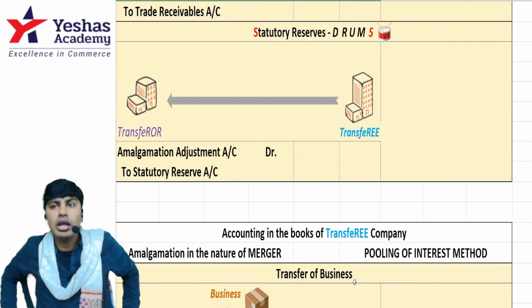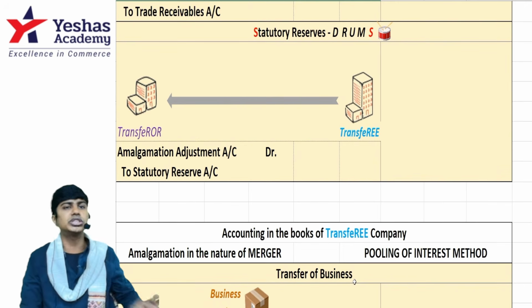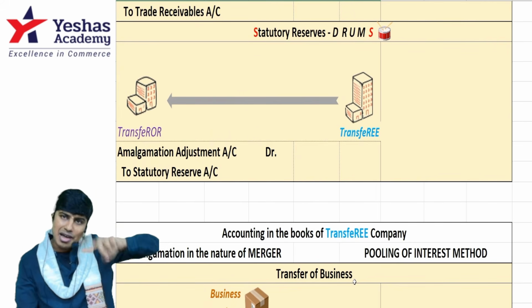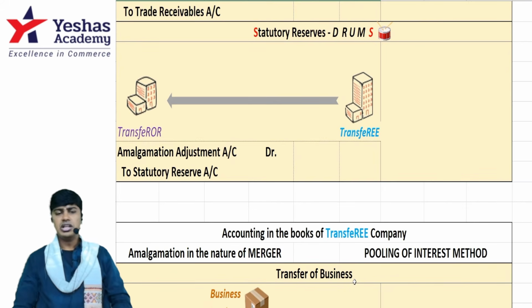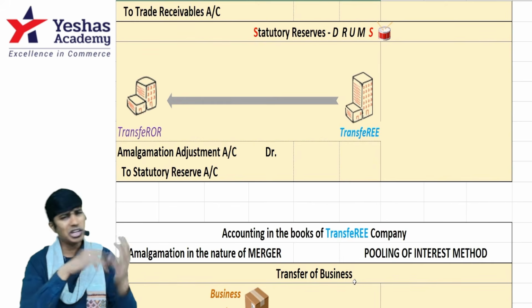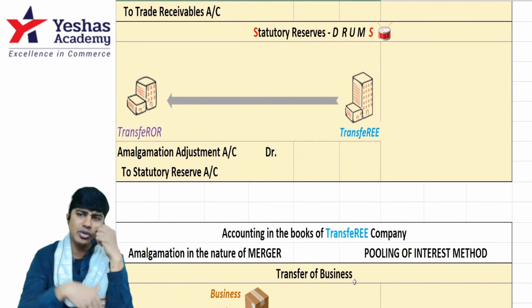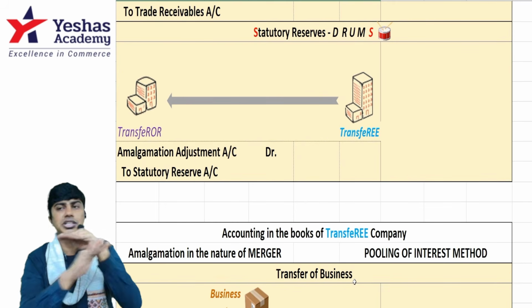What will I do? I'll write the entry: amalgamation adjustment account debit to statutory reserve. Statutory reserve is shown in the balance sheet under reserves and surplus. Amalgamation adjustment will also be shown in the balance sheet under reserves and surplus as a negative item. It will stay for some time. After some years, what will happen? It will be reversed. You will write the entry: amalgamation adjustment will be credited, statutory reserve will be debited, and it will get closed whenever the time period obligation is gone.